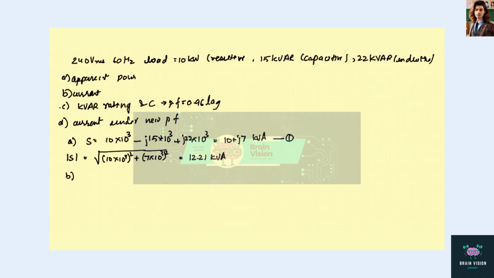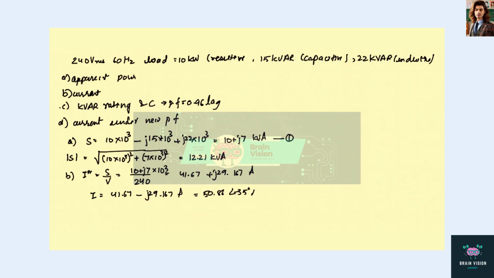For part B, the current drawn is equal to S by V. Substituting the value, 10 plus j7 by voltage 240, this equals 41.67 plus j29.167 ampere. The current drawn will be the conjugate of I conjugate, which is 41.67 minus j29.167 ampere, and the converted form will be 50.86 angle minus 35 degree ampere. This is the current drawn from the supply.